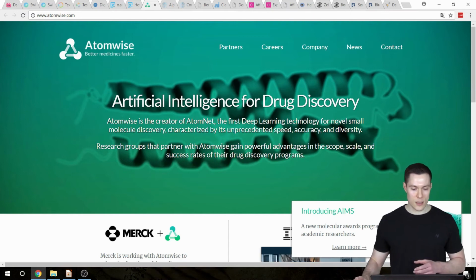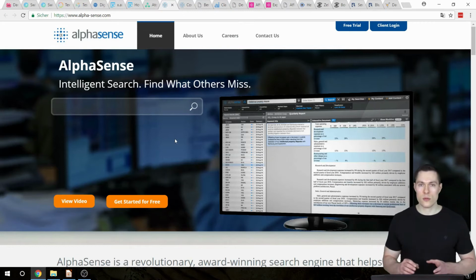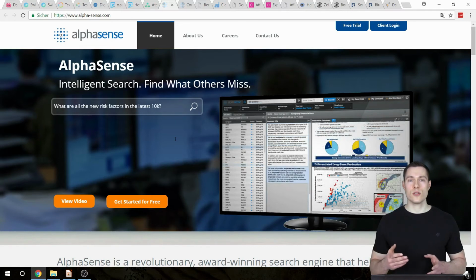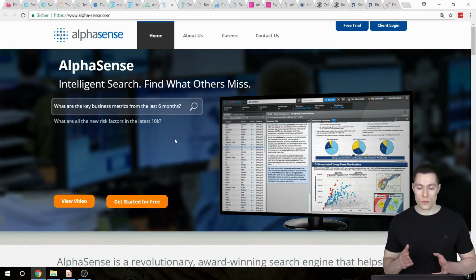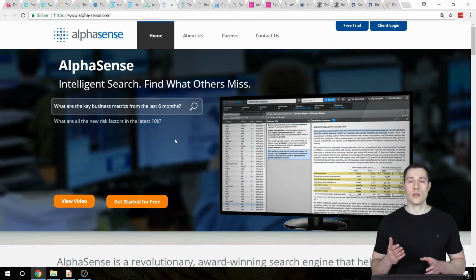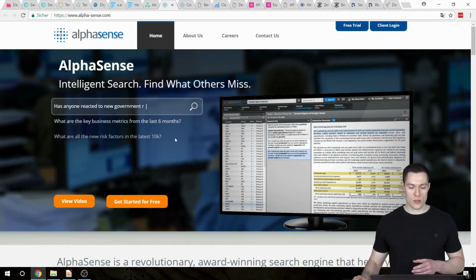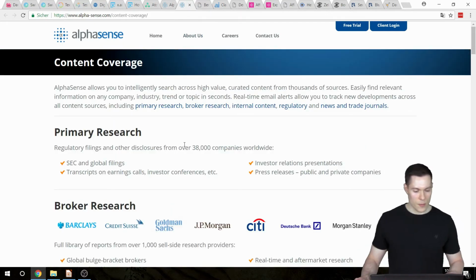So that's Atomwise. Next is Alphasense, and they are a service addressed at professionals working in the financial industry. And they obviously have to research a lot to make sound investment decisions, and that's exactly where Alphasense comes into play. They go through millions of documents from many different sources, and then they index those documents. And to get a sense for how many sources there are, here's a list of them.